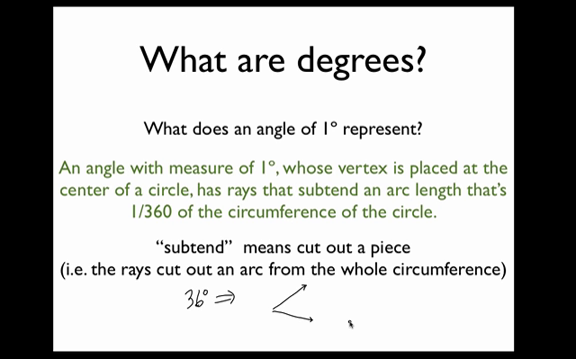So what would 36 degrees be? I think that's a little too big. How would you describe exactly what 36 degrees is? An angle with a measure of 36 degrees, with the vertex placed at the center of the circle, has rays that subtend an arc length that is 1/10 of the circumference of the circle. So 36 degrees would cut off, from there to there, how much of the circumference? 1/10. That's what a 36 degree angle would be. Make sense?